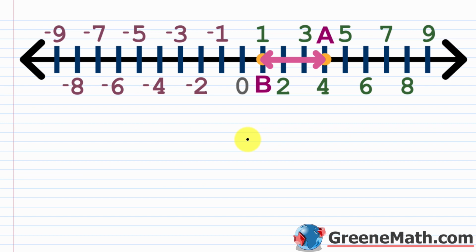All right, let's take a look at an alternative way to think about why subtracting away a negative becomes adding a positive. We saw this with a pattern.